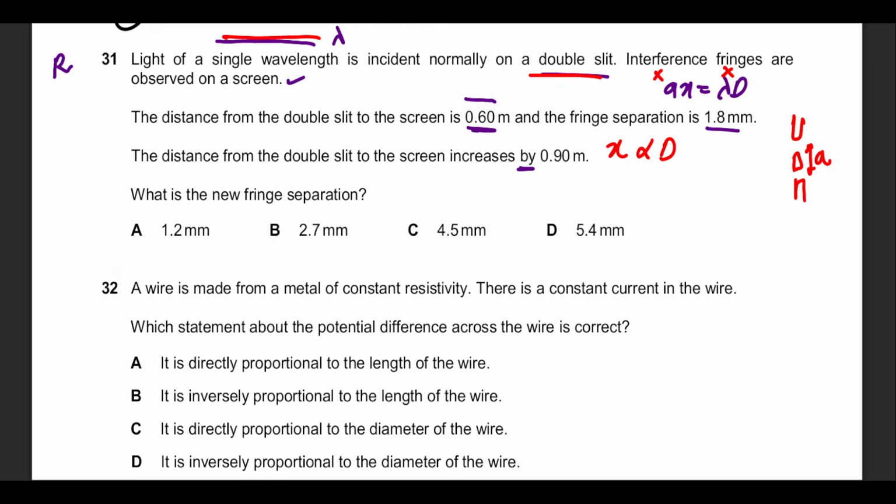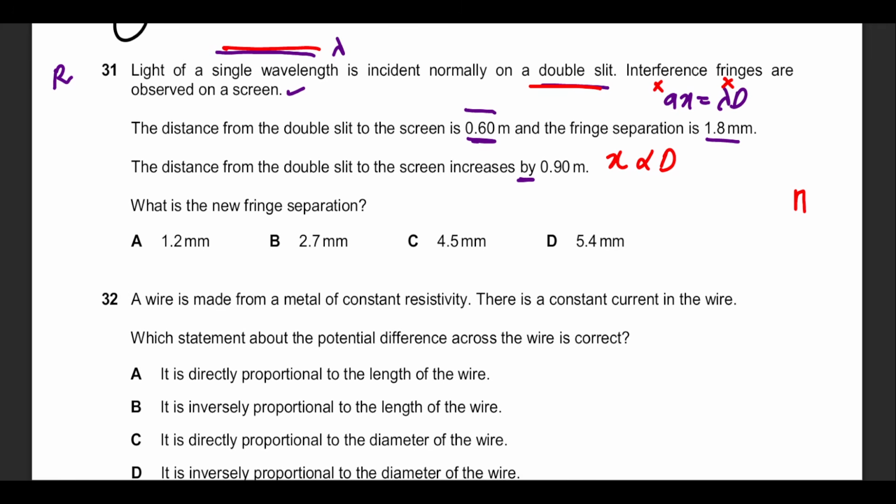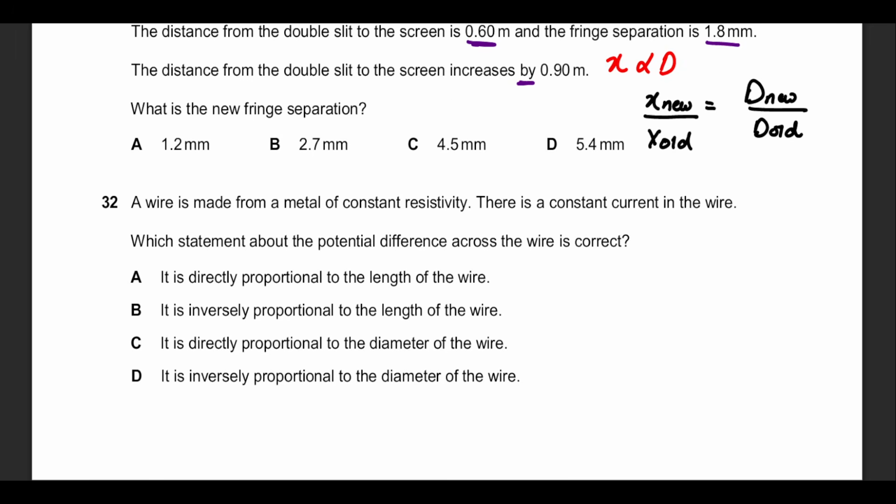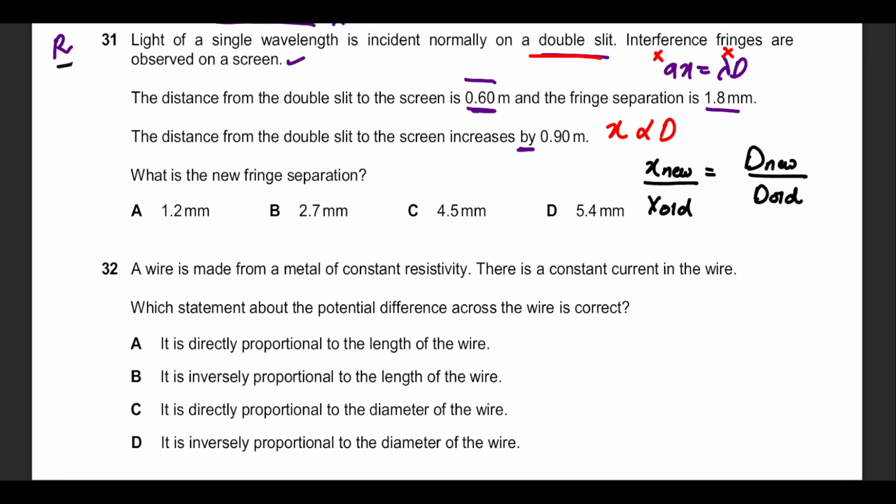Let's use this equation to set up a system that's easy to think about. This is where the technique comes in. This is what we're going to do to make it easy. So X new divided by X old equals D new divided by D old. And now we're just replacing the values. So let's replace the values. I'm going to continue this on this side because I'm running out of space.